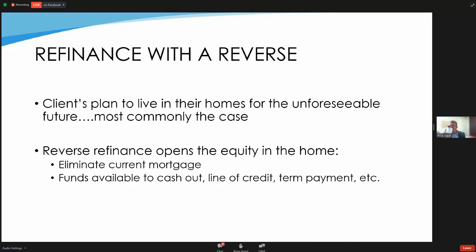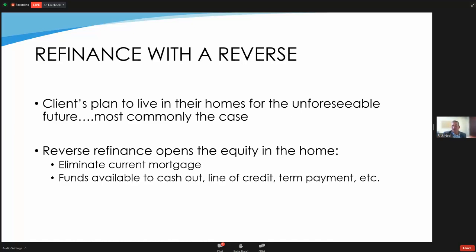Okay, so first, in a reverse refinance, the clients plan to live in their home for the unforeseeable future. Simply put, they wish to age in place, and this is the most common use of the reverse mortgage, which I mentioned earlier.